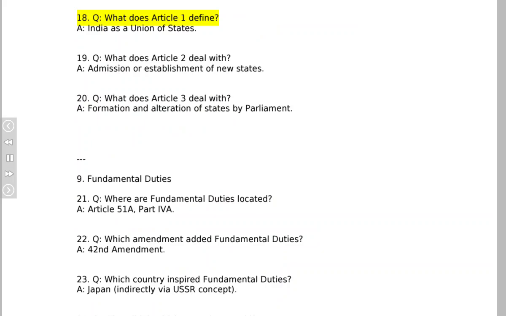8. Articles related to states. 18. Q. What does Article 1 define? A. India is a union of states. 19. Q. What does Article 2 deal with? A. Admission or establishment of new states. 20. Q. What does Article 3 deal with? A. Formation and alteration of states by Parliament.